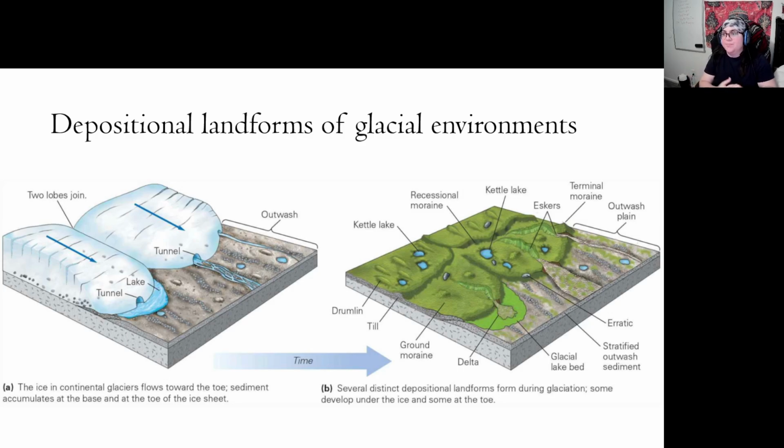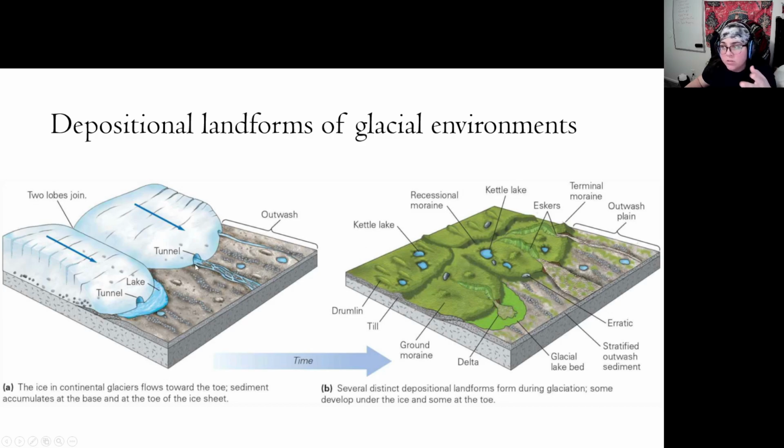So now let's look at different depositional landforms that are associated with glacial environments. This is the big one that has a bunch of them, but we're going to go into detail with a lot of them. For our continental glaciers, we have two lobes joined in. So here we'll have the formation of a medial moraine.